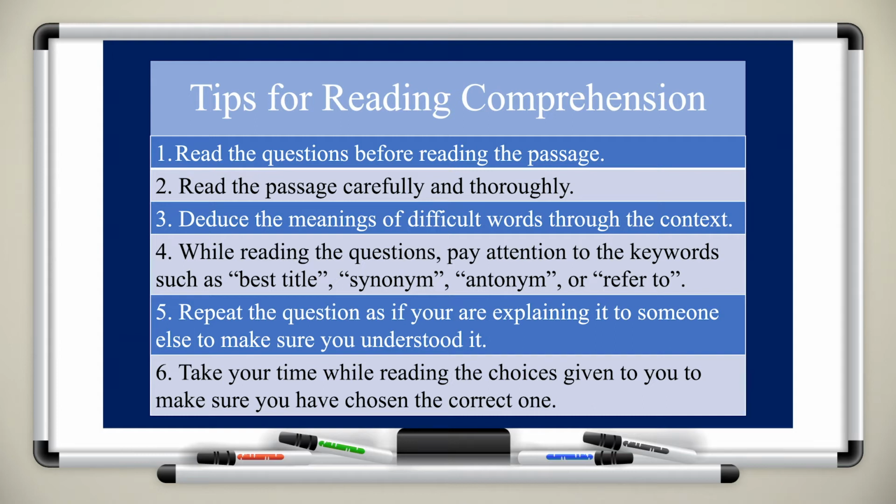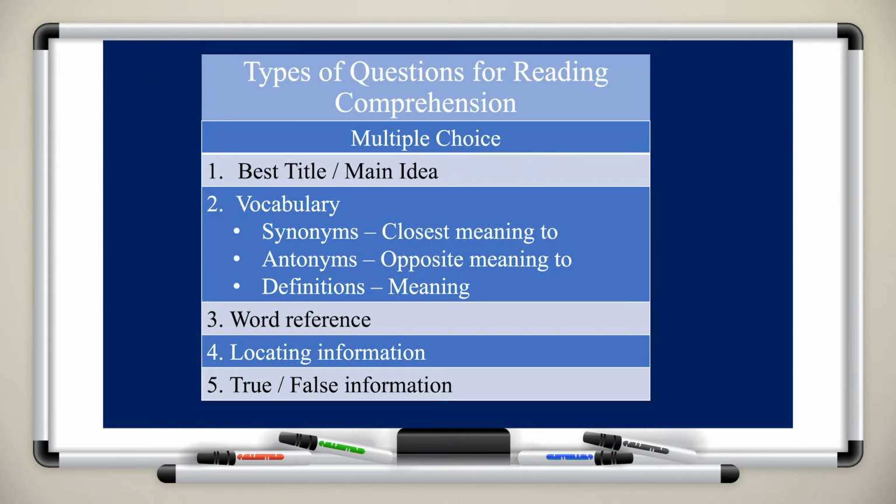So we have two types of questions or groups of questions. We have, first of all, the multiple choice questions, and then we have the productive questions. For the multiple choice questions, we have five categories. The first one is the best title or the main idea. So they will ask you about the best title or the main idea. It's either this or that.